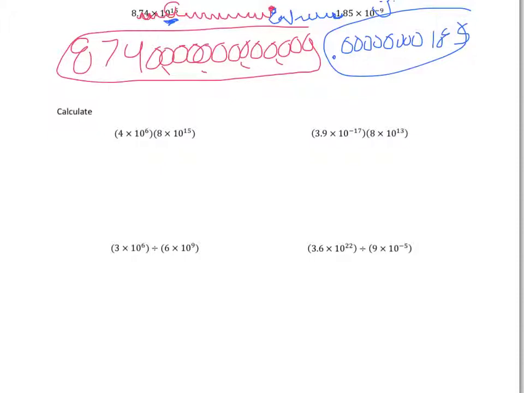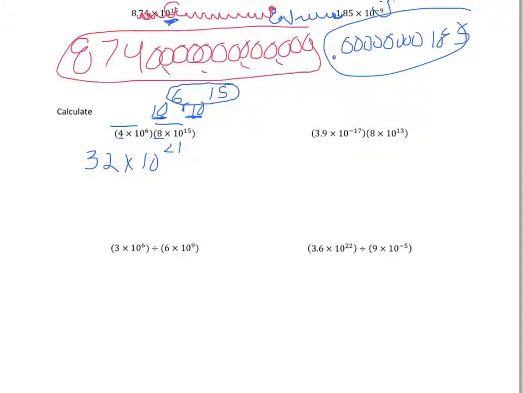So one thing is this. This is a number in scientific notation. This is a number in scientific notation. When we multiply these, we multiply the 8 and the 4. That's 32. Now we multiply the powers of 10. If we have 10 to the power of 6 times 10 to the power of 15, we're multiplying two things with like bases. When we do that, we add the exponents. So 32 times 10 to the 21st power. Now here's the problem with this.